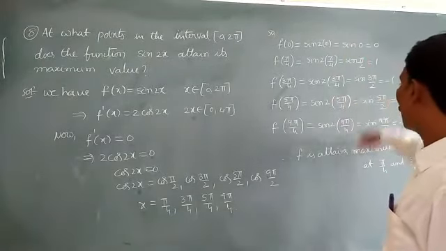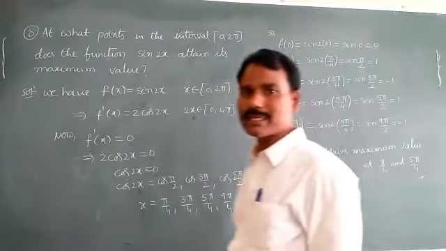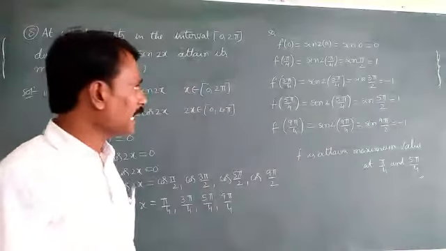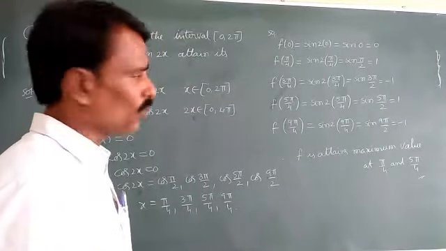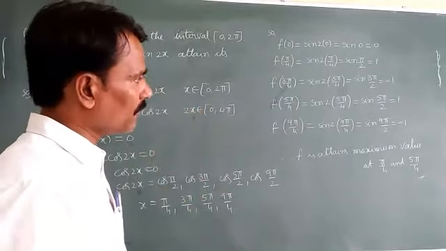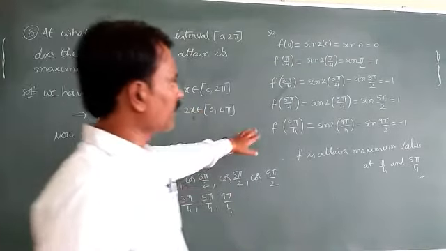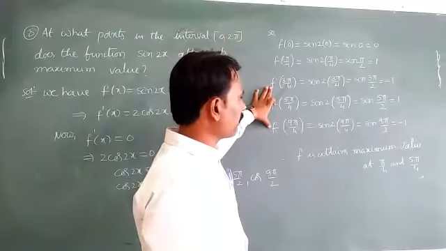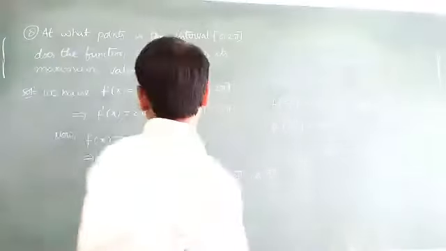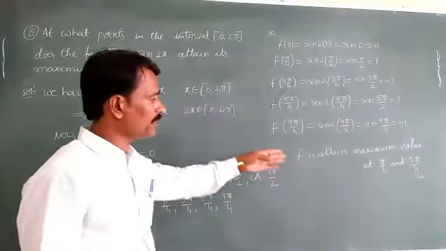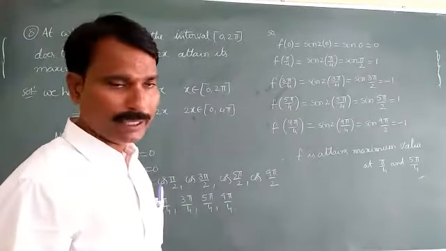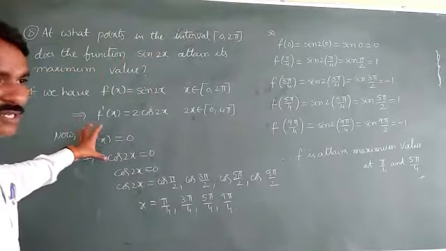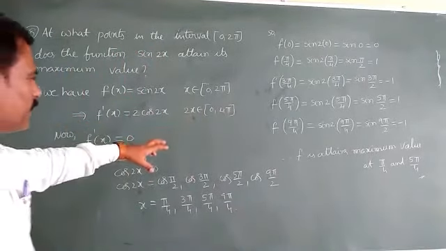So calculate these. Out of these, it attains the maximum value at pi by 4, which gives 1, and 5 pi by 4 also gives 1. The remaining ones give minus values, and 3 pi by 4 and 9 pi by 4 will be the minimum values. But he asked for the maximum value. So f attains its maximum value at pi by 4 and 5 pi by 4. This is the segregation, guys, how we have to find it.